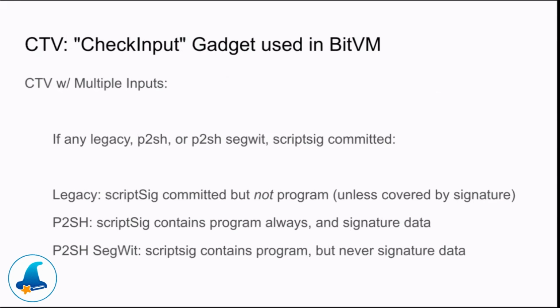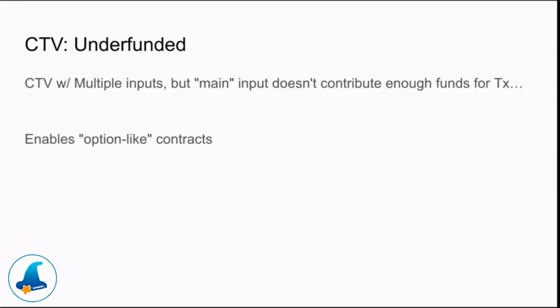If you're doing any legacy P2SH or P2SH SegWit, it allows you to commit to different pieces of the executing program. This lets you, in some contexts, commit to spending with a specific other output, and that is a useful power to have.